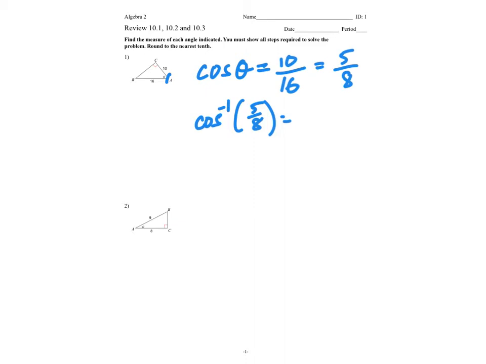And we would get the angle 51.3 degrees for theta.